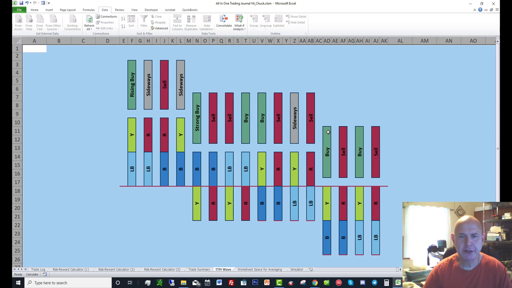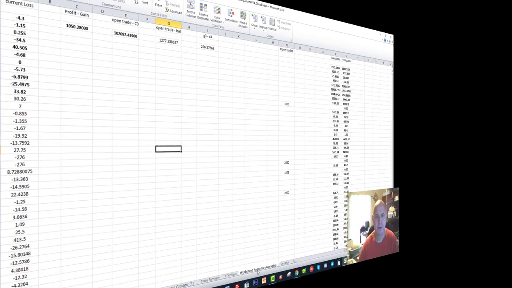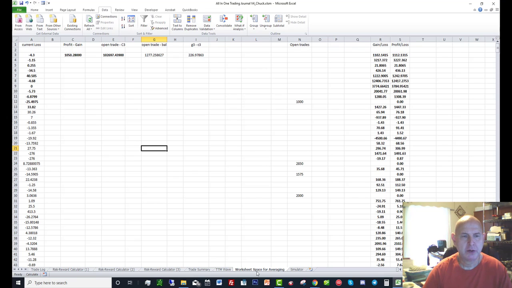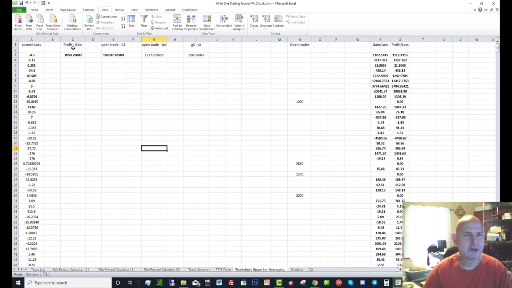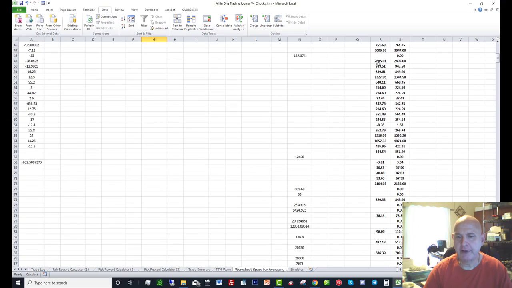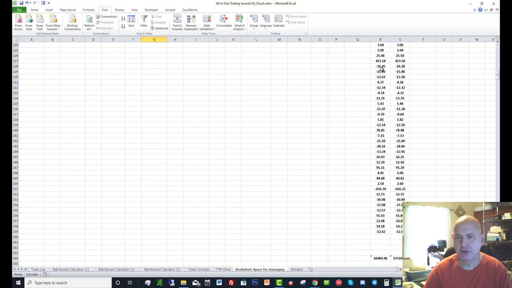The next sheet in this all-in-one trading journal is a workspace for averaging or just working out your trade log, questions you might have about pricing. You can see that I've done some current loss summing. I've done some profit to gain, open trade, and several different other things that I needed to do to figure out whether or not formulas in my trade log were working.